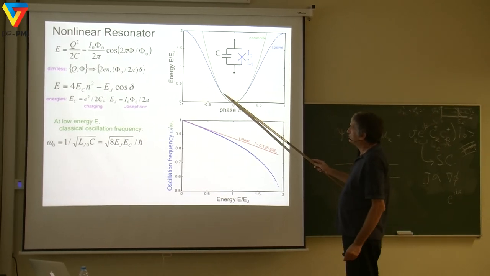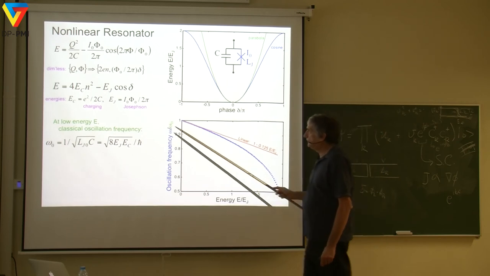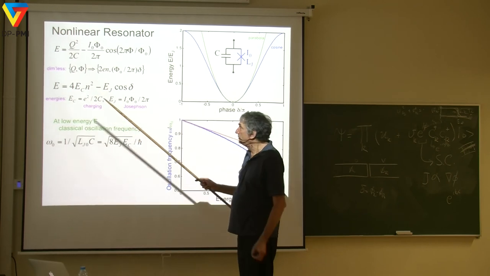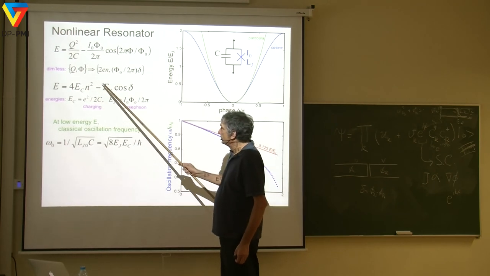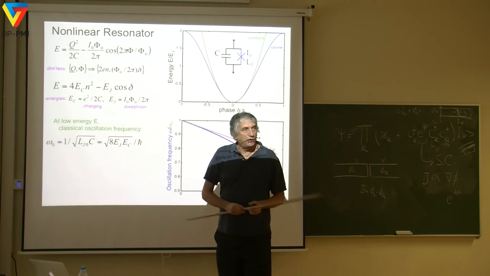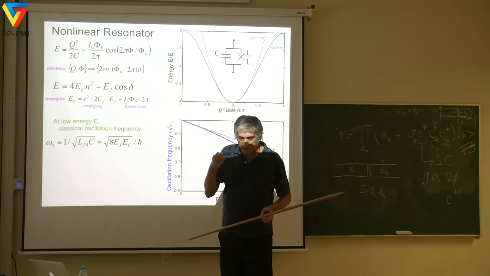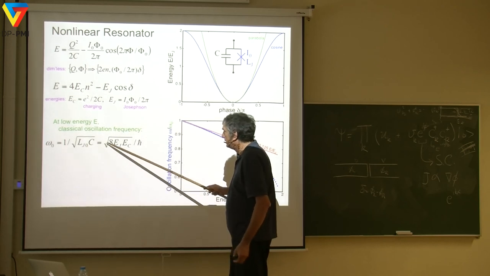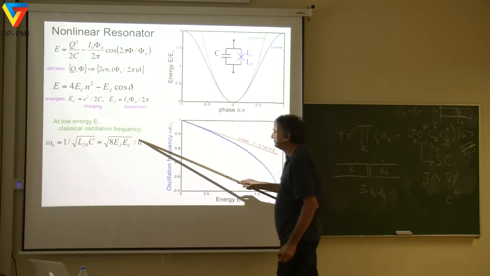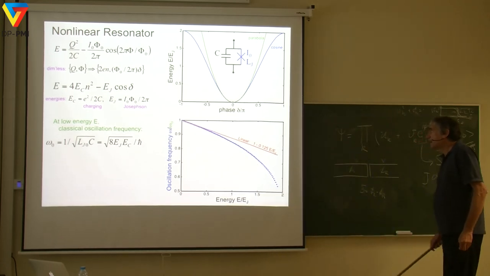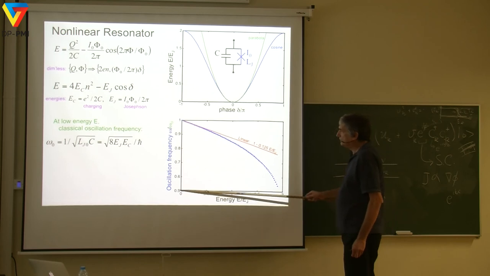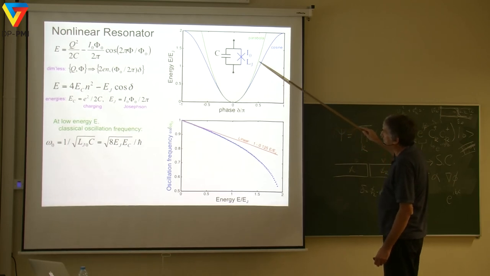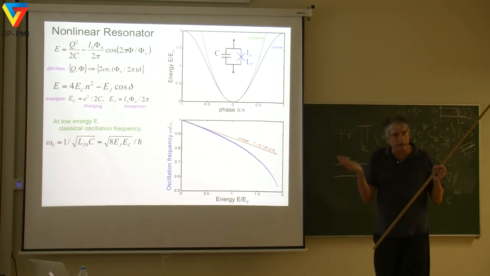We want to know the oscillation frequency at the bottom of the well, so we can expand out the cosine of delta as 1, which doesn't matter, and delta squared over 2. So if you have a delta squared and an n squared with the EJ over 2, you can basically know that the frequency is the square root of k over m, and you put in the appropriate constants, and you get, which is 1 over the square root of LJ0 C, and you get this thing here, okay, in terms of those constants. And like I said before, at low energy, the oscillation frequency is omega zero. And then as you go higher up in energy, you see this is flattening out. So the frequency goes down.